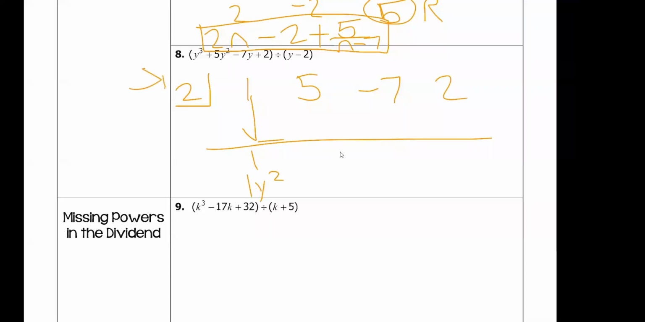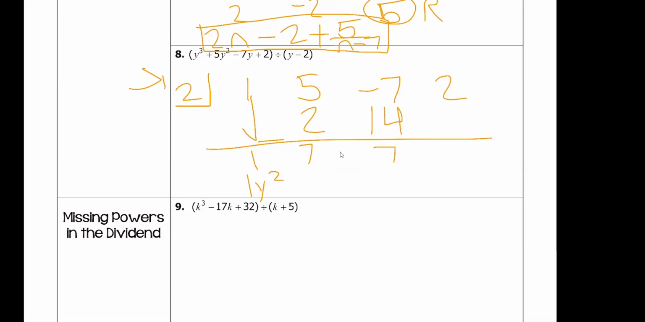But if you're finished this, if you're doing this synthetic process, remember, you're going to take your 2 times this 1. So that 2 times 1 would be 2. So that's what you're going to put there. Then you're going to add this column together. So 5 plus 2 is 7. So then keep the process going. You're going to take this 2 times this 7 we just got. So that would be 14. Then we're going to add this column. -7 plus 14 would be +7. And then do the same thing.